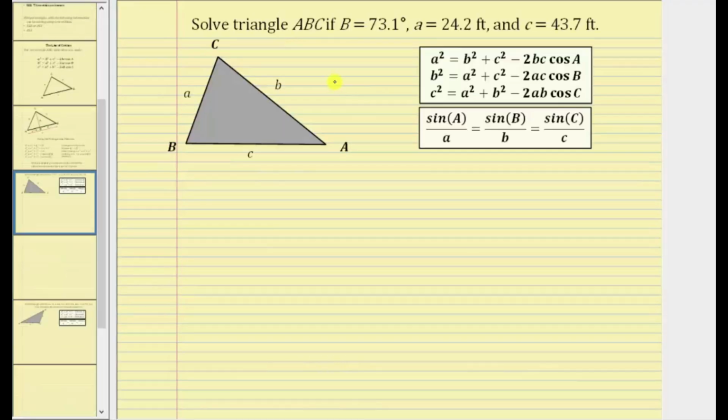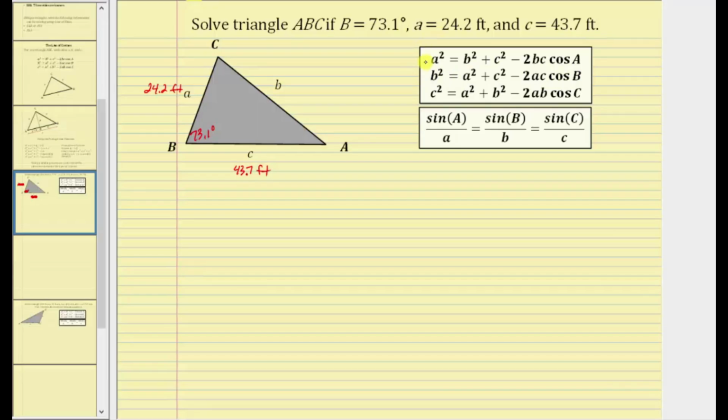We're asked to solve triangle ABC if angle B is 73.1 degrees, side a is 24.2 feet, and side c is 43.7 feet. Let's label the information on the triangle. Notice how we do have side angle side, and therefore we can use the law of cosines. And because we have angle B, we know we can find the length of side b using the second form of the law of cosines.